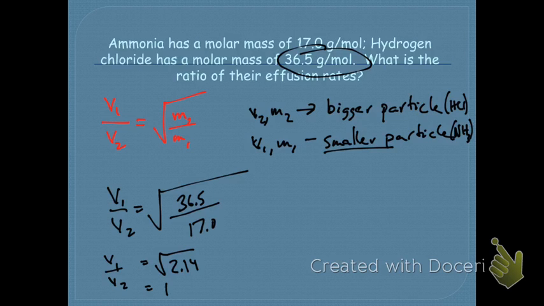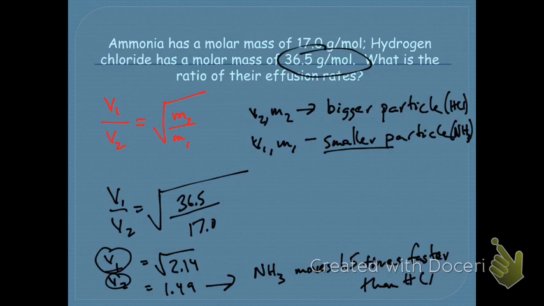I think it was like 1.49 or something like that, right? And so what this means is that your V1, NH3, moves let's say 1.5 times faster than HCl. Why? Because if we compare V1 to V2, it's 1.49. So V1, which is our smaller particle, NH3, will move 1.5 times faster than HCl.